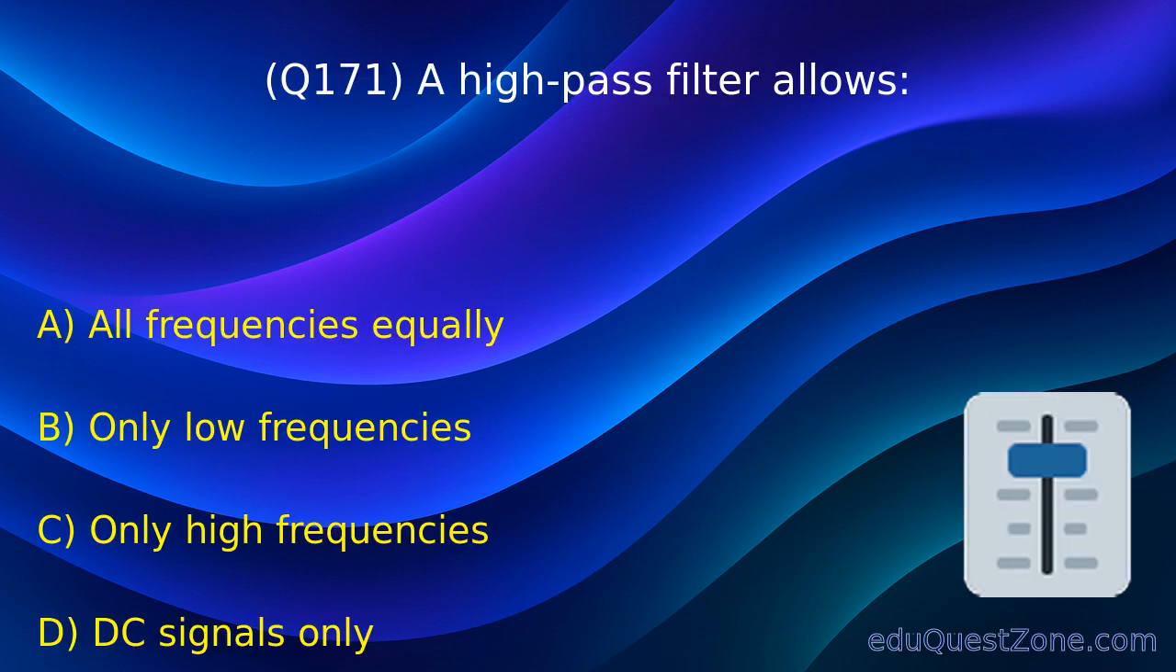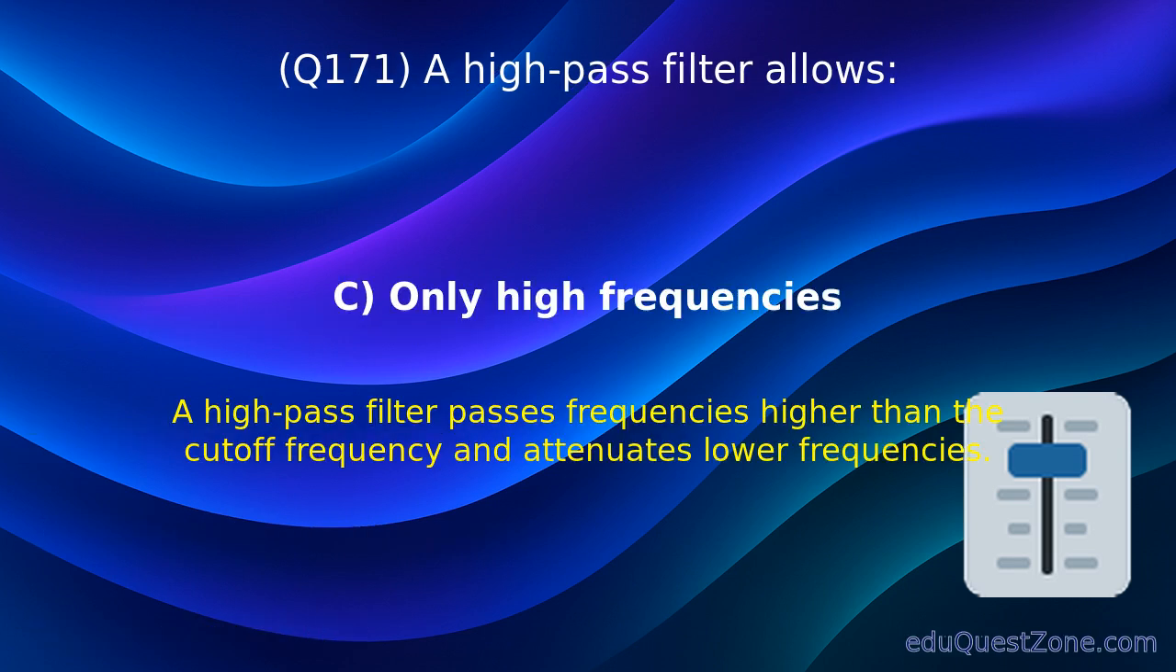Question 171. A high-pass filter allows? Option C, only high frequencies. High-pass filter passes frequencies above cutoff frequency and blocks lower ones.